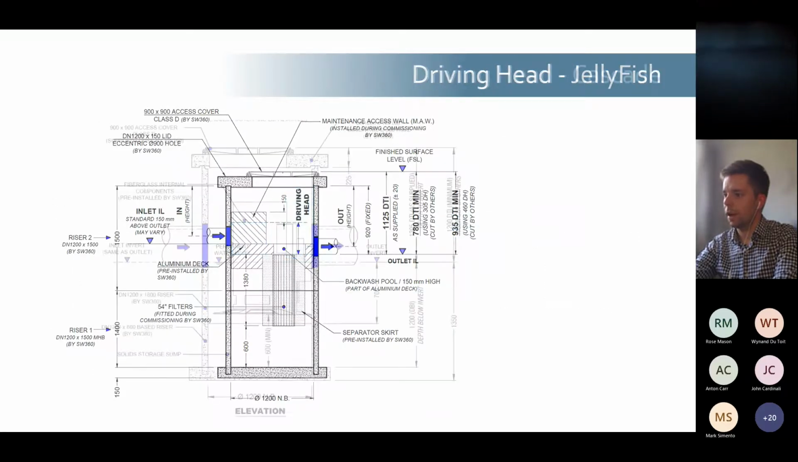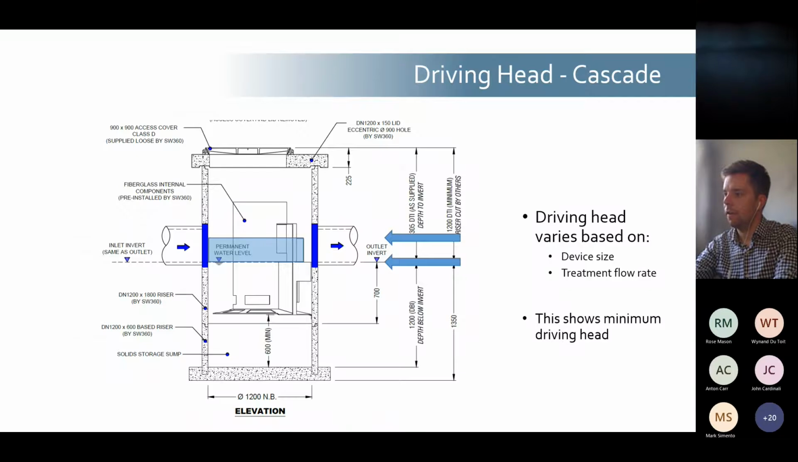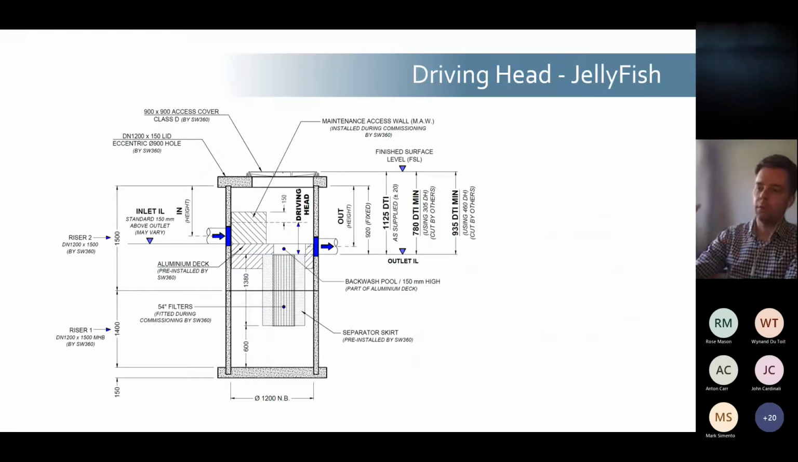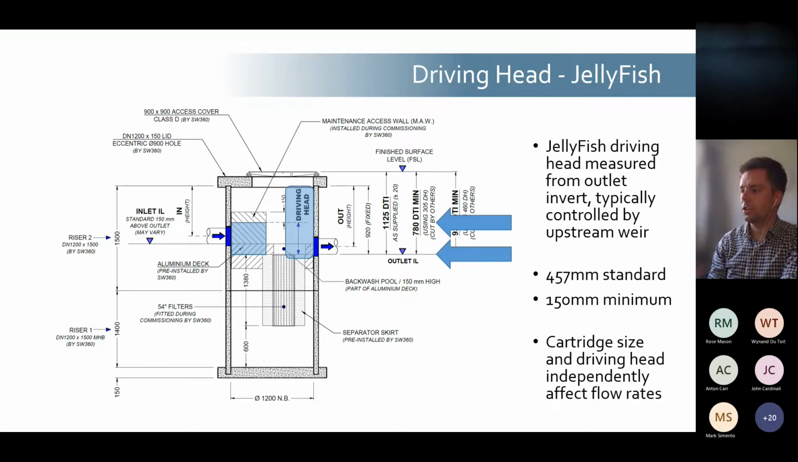Yes, I'm just going to skip back. The driving head of each device will depend on the device configuration that you choose. With the JellyFish, as standard, the driving head is 457 millimeters, but we can go down to as little as 150 millimeters if required. The main consideration is that the moment you reduce the driving head, the treatment flow rate per cartridge decreases. So you would have to have proportionally more cartridges to treat the same flows, so the device gets progressively larger and the cost can increase.